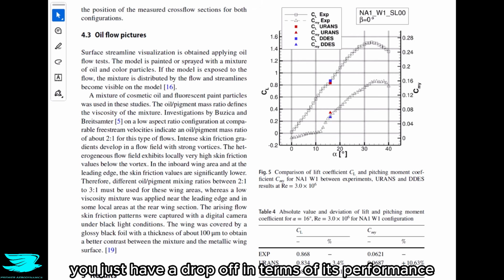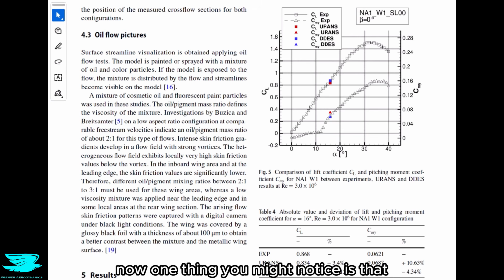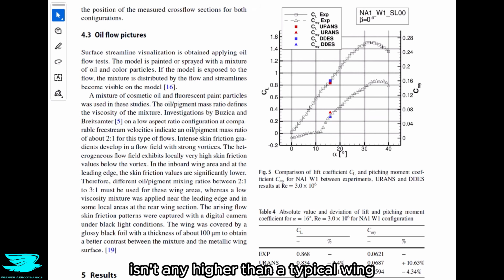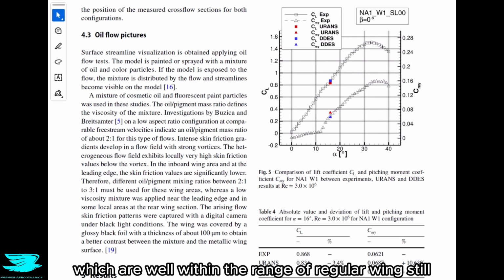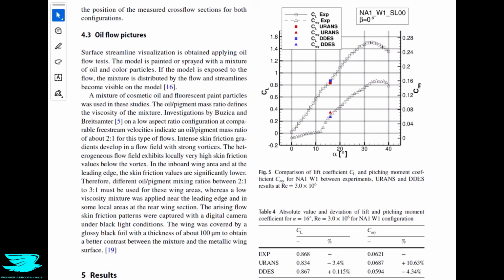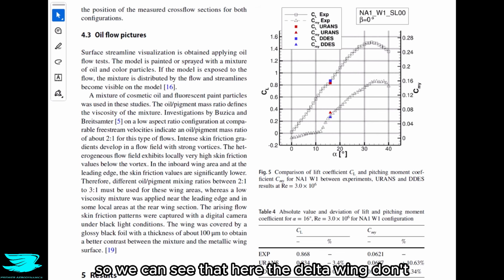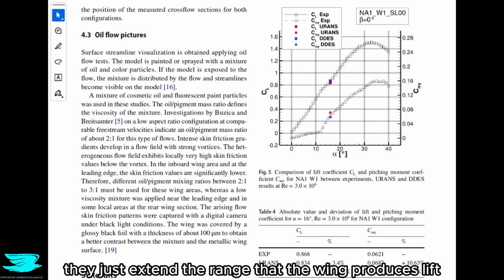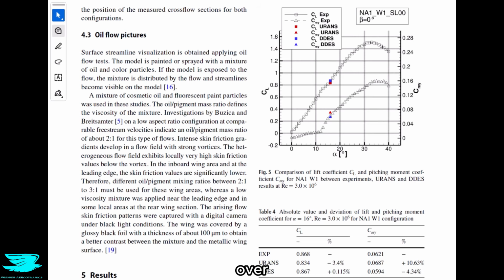terms of its performance. Now, one thing you might notice is that while the wing produces good lift up to about 30 degrees, and even higher really, the actual lift coefficient value isn't any higher than a typical wing. Values up to about 1.5 are seen here, which are well within the range of regular wings still. So we can see that here the delta wing doesn't really increase the maximum lift coefficient produced, but rather they just extend the range that the wing produces lift over.